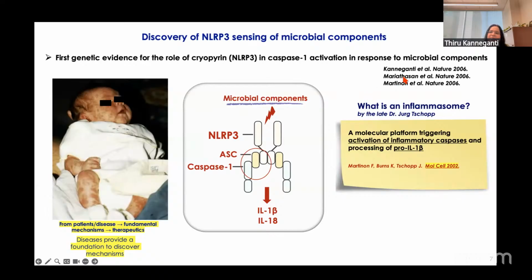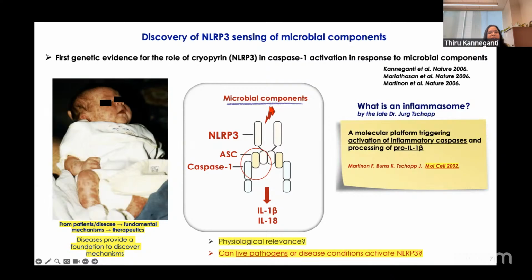At the same time, even though these three papers were published back to back, the triggers that all three papers showed were very different. Dr. Tschopp's group showed that MSU crystals can activate this pathway. Dr. Vishwa Dikshit's group showed LPS-ATP, and we showed imiquimod and microbial components can activate NLRP3. So it didn't make much sense at the time how NLRP3, one of the sensor molecules, which should act as a receptor, is sensing this wide range of microbial components.